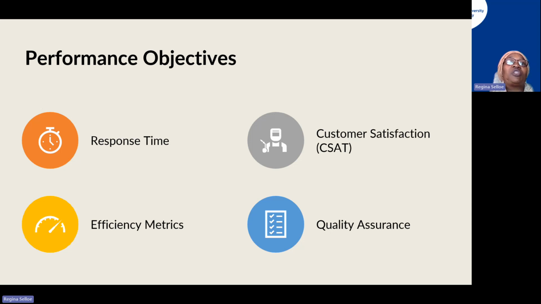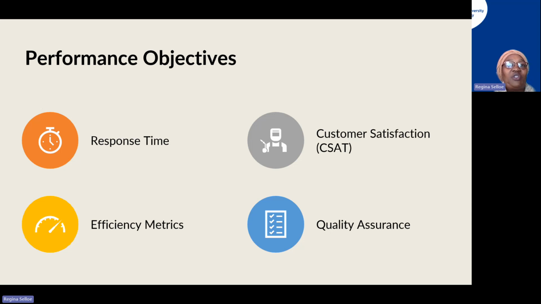When we talk about response time, we need to make sure that customers are responded to within a predefined time, for example, within 60 seconds of receiving the call. And then customer satisfaction, like I said, is a score. We achieve a specific customer score by resolving issues effectively and maintaining a positive customer experience.